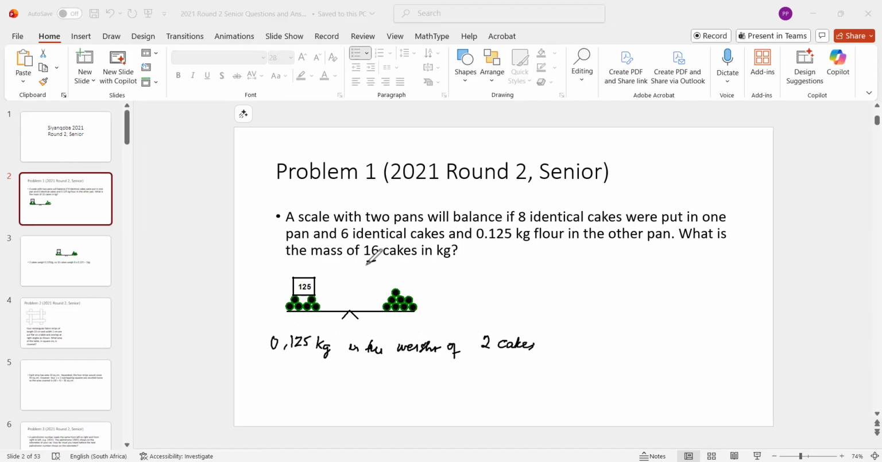All right, you want to know what the weight of 16 cakes is? Therefore, the weight of 16 cakes, this is 8 times 2, so it will be 8 times 0.125, which is 1/8 of a kilogram. So therefore, the answer is 8 times 1/8 is 1 kilogram. Okay, so that's the first one. Usually the first few questions are warm-up questions.